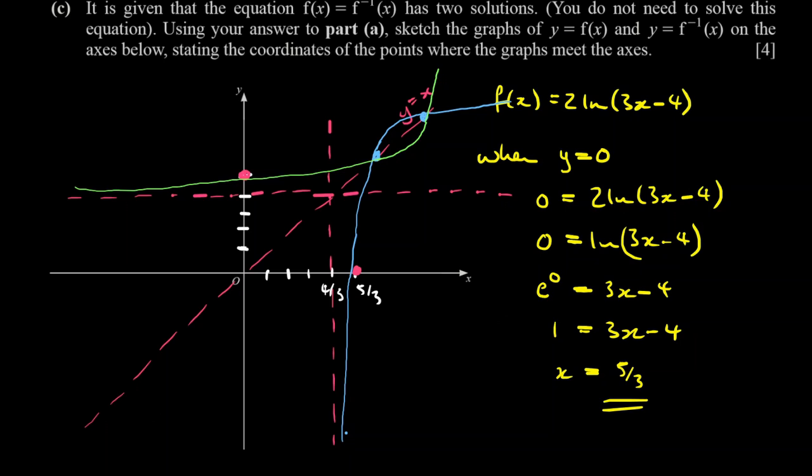We have shown our graphs. We've shown the asymptotes. We've shown where it crosses the x and y intercepts, and we showed where they kind of overlap each other through the line y equals x because these are inverses.